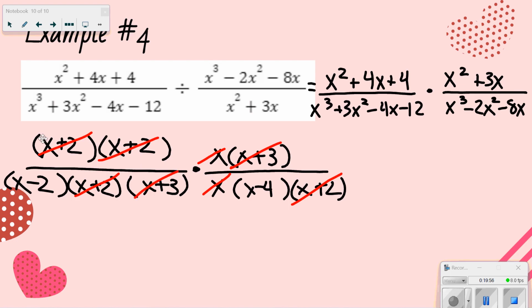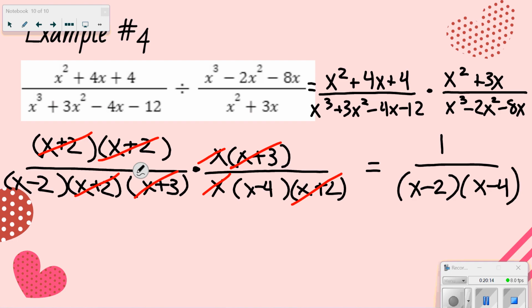So nothing's left in my numerator, which means what value? 1. Yeah, always remember that. And then what's left over is x minus 2 and x minus 4. And are we done with our problem? No, what do we still have to state?